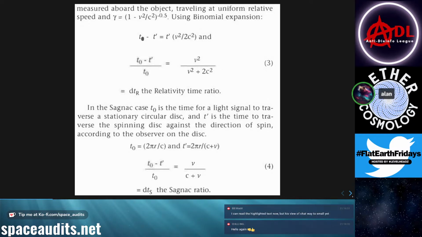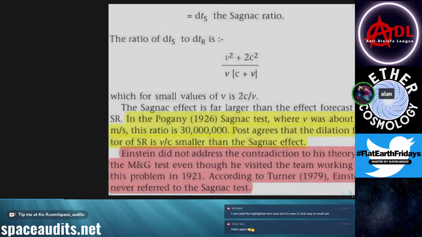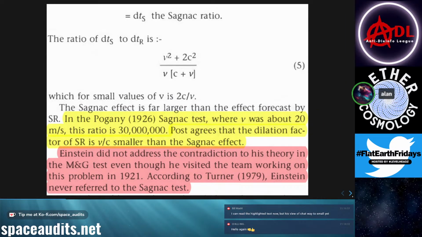So invoking absolute space to then say, okay, well, let's do a transformation to explain this is completely inadequate and exactly what Einstein said that he could do without. All right, so that's what the Sagnac people try to do.